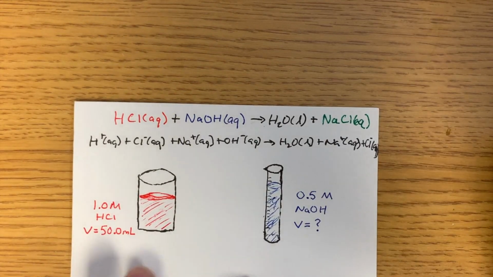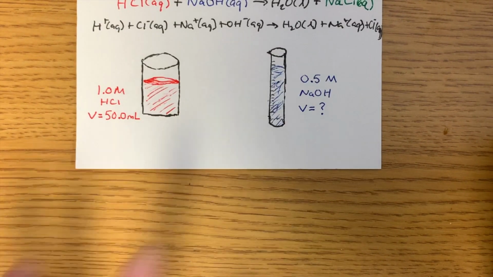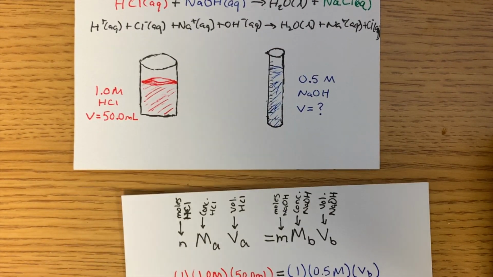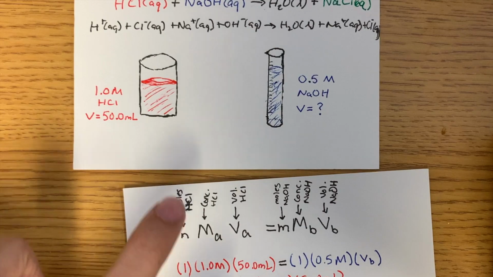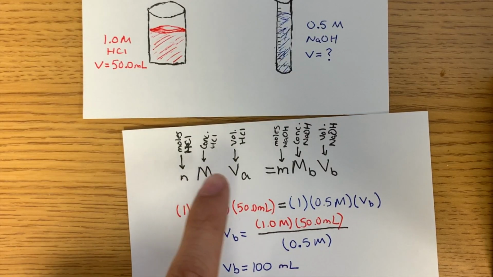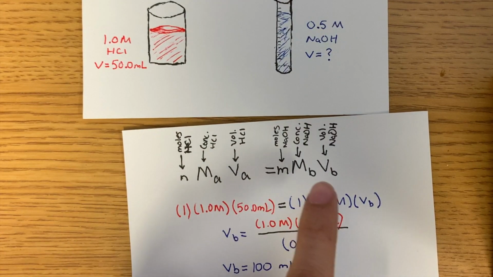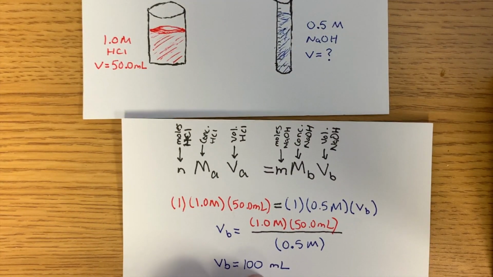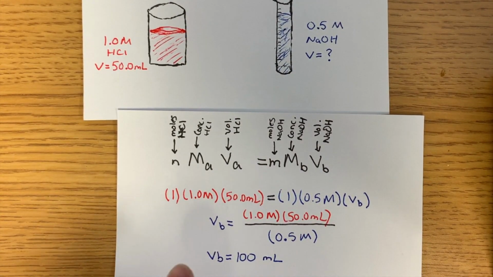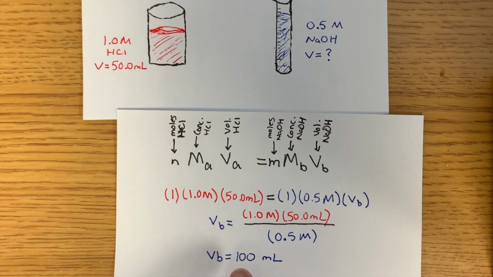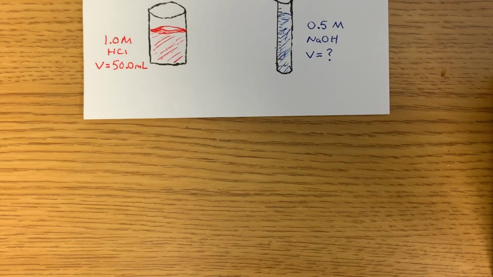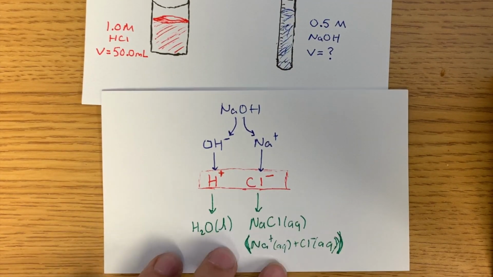In order to determine the volume of the base needed, we can use this equation. Here we have the number of moles of hydrochloric acid in the original molar equation times the concentration and the volume of hydrochloric acid, and then the same thing with the base on the right. We can easily calculate the volume of the base required to titrate all of the hydrochloric acid, which ends up being 100 milliliters. Looking a little closer at how exactly the titration works, this diagram is helpful.